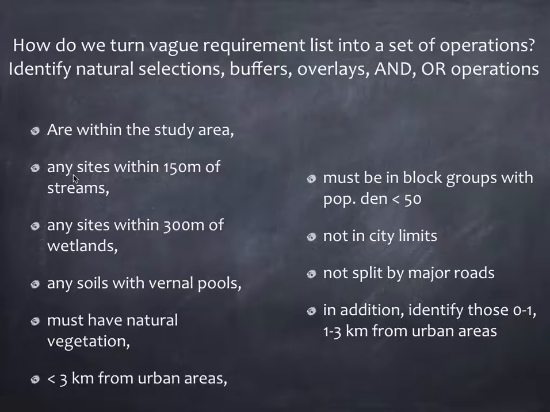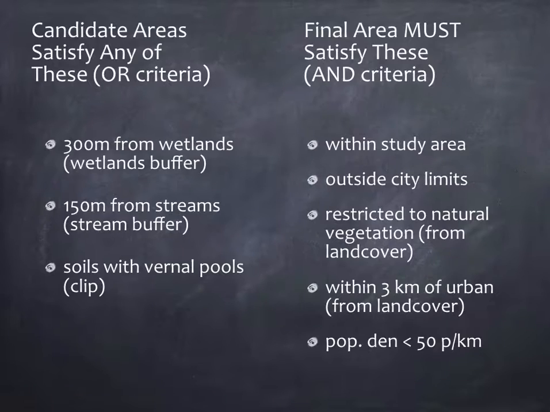So in this case, these have been converted to any or types. So any soil with vernal pools, doesn't matter where else it is, those are fine. But then there are the musts, that we're going to apply a set of things that have to hold true on top of all these. So all these get submitted to expand the area, and then these restrict them. So we have to decide which are the ors and which are the musts or ands, and we sort those. So we've gone through that.